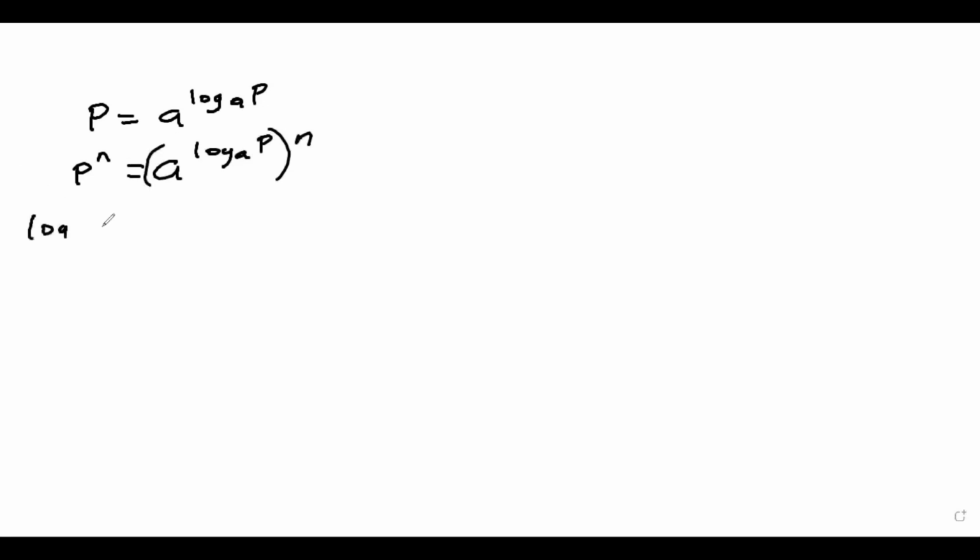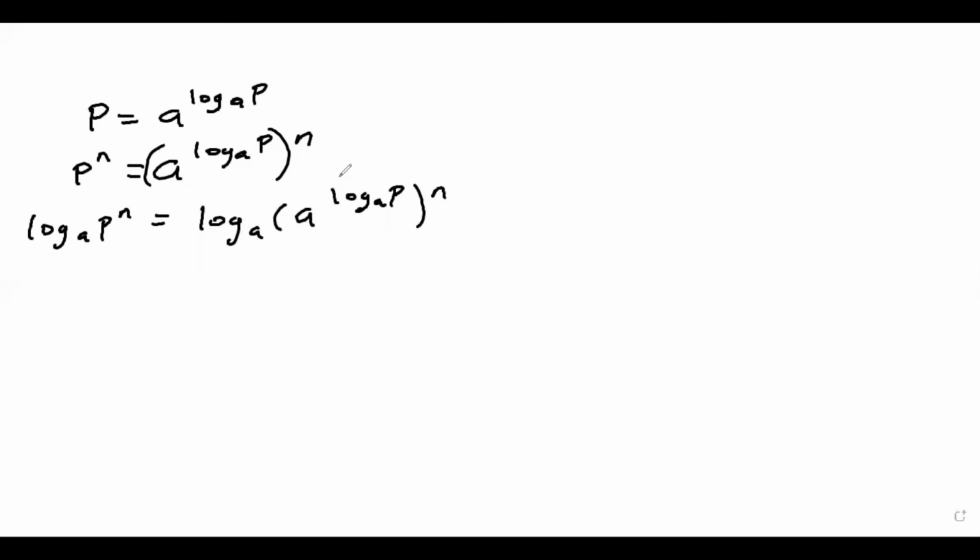Now, let's say we have p itself, and we know that p would be equal to a to the log base a of p. Let's say we want to find p to the nth power. So that would be a to the log base a of p, all raised to the power of n. Now, if we were supposed to log both sides, we'd have log base a of a to the log base a of p, all to the n.